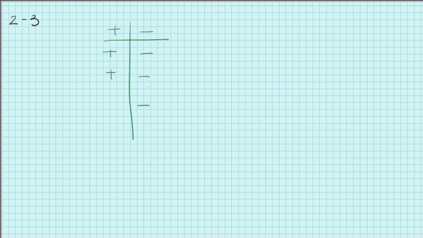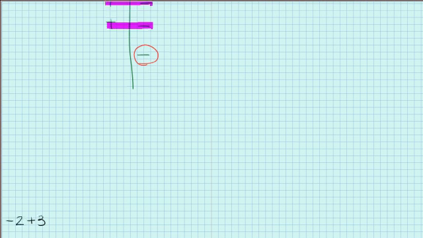Anytime you see a positive negative pair, they're going to give you 0. They're called 0 pairs. So that's 1 0 pair. Another 0 pair. And then you look at what you have left over. You tally what you have up, and what we have left is a negative 1. So my answer then, 2 take away 3, is negative 1. Hope you're getting the hang of this. Let's try another problem.